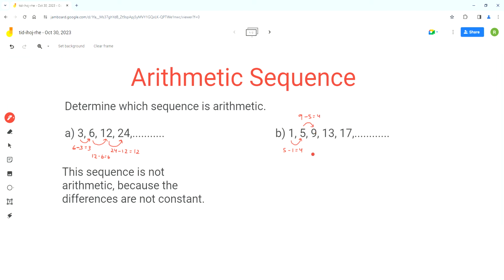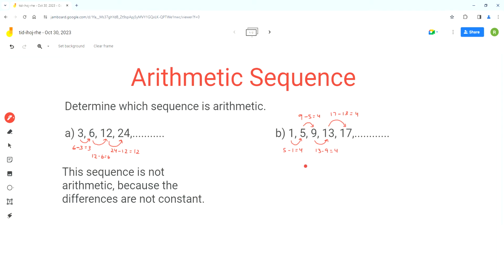Now we'll do the difference between the third term and the fourth term. So we'll do fourth term minus the third term, which is equal to 4. And now we'll do the difference between the fourth term and the fifth term. The calculation will be fifth term minus the fourth term, which is equal to 4. So in this case, we find that the differences are the same for all consecutive terms.